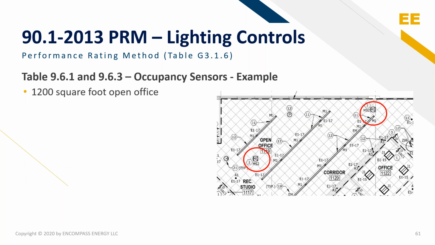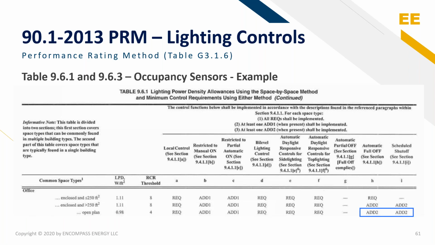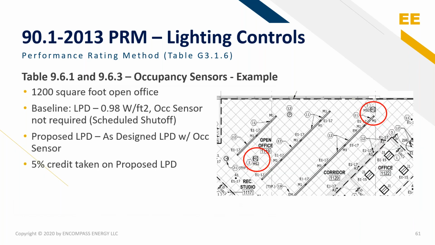So say a large open office, 1,200 square feet, you have 2 multi-scene controllers that are occupancy sensors. Your open plan, you can either use automatic off or scheduled shut off. So in this case, your allowance is 0.98 watt per square foot. An occupancy sensor is not required because you can use scheduled shut off. In this case, we have occupancy sensors, so we can take a 5% credit below the proposed when you're doing the model.